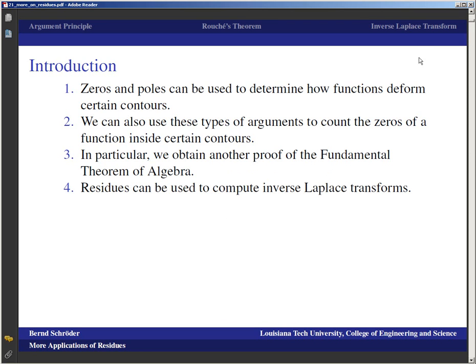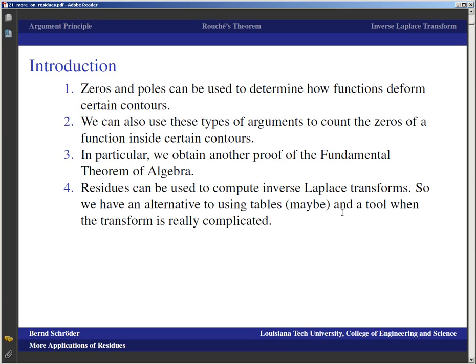And finally, residues can be used to invert Laplace transforms. That's the final part of this presentation. On one hand, that means there is maybe an alternative to using tables. I don't do Laplace transforms on a day-to-day basis, and of course, if I had to, I would probably use a computer anyway. But it is also a tool when you've got a really complicated Laplace transform. And we're going to see in the final example of this presentation a situation where we have a really complicated function whose inverse Laplace transform we can still compute.